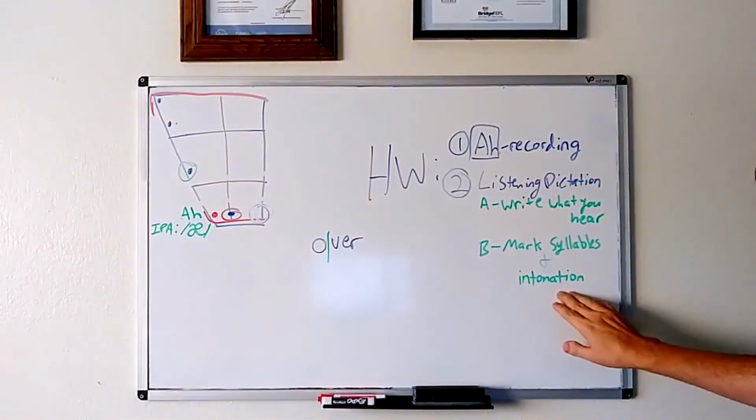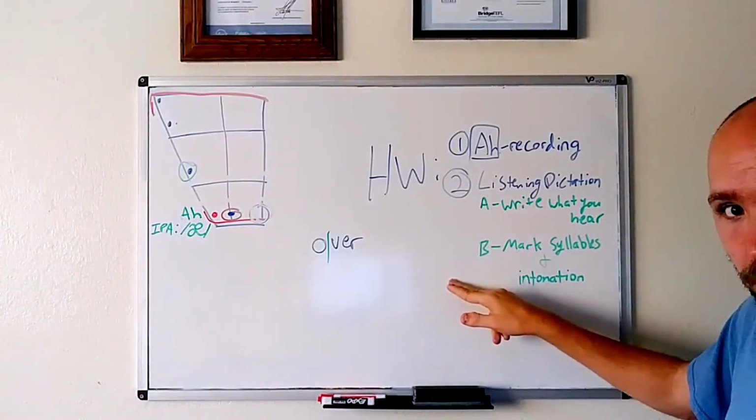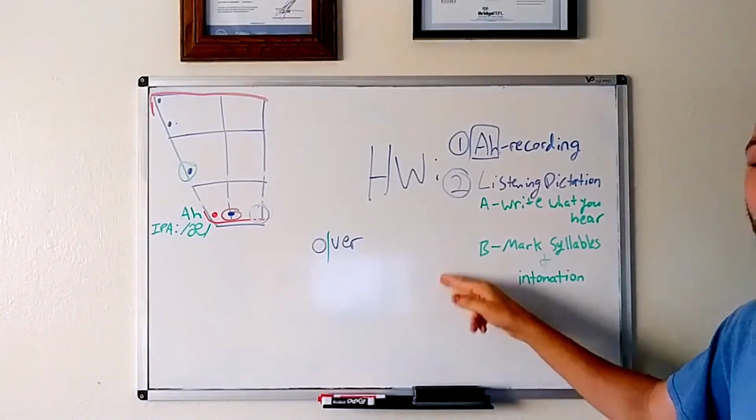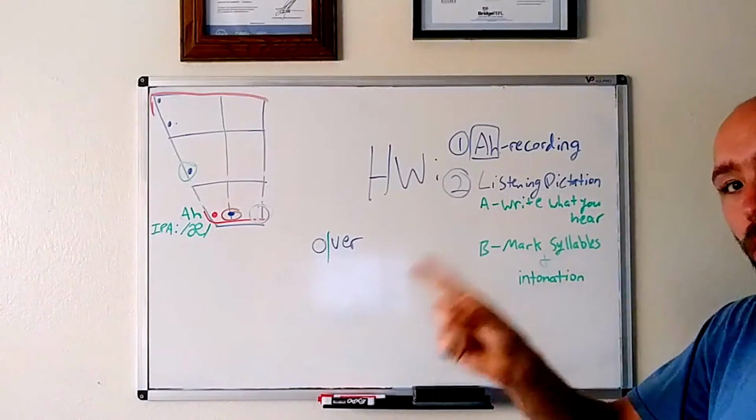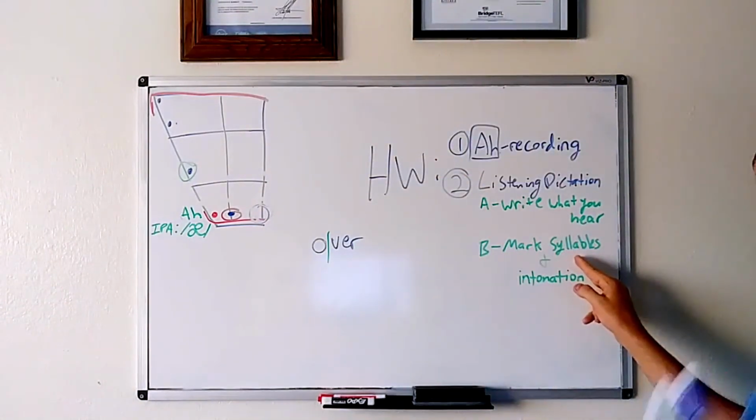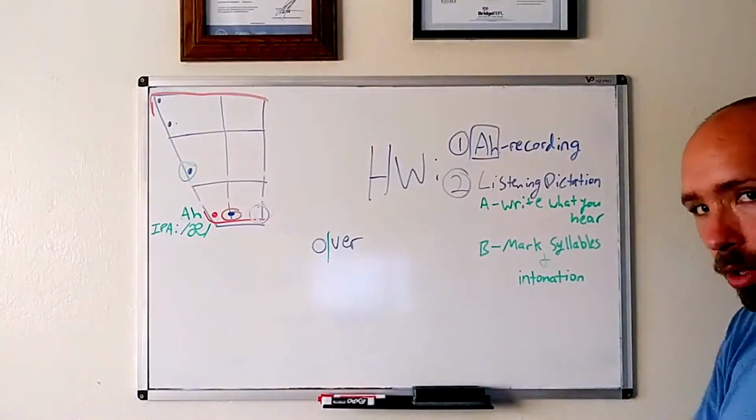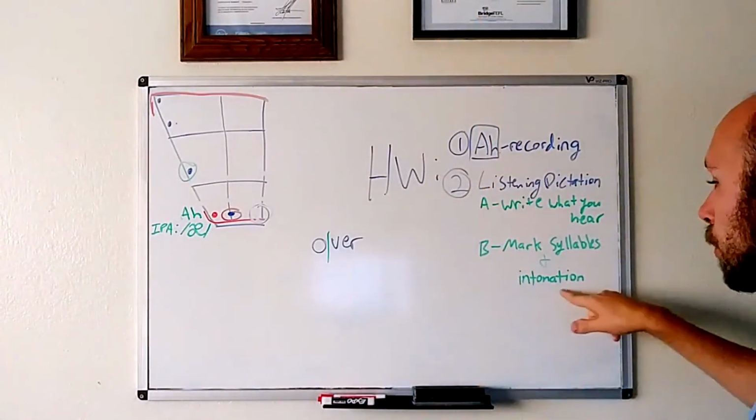For the intonation, all you have to do is, at the end of the sentence, does it go down? Does it go up? That's it. Remember, yes or no questions go up with a question tone. Simple statements and WH questions go down. They fall off the cliff at the end. That's all you have to do. Just mark up or down for the intonation.